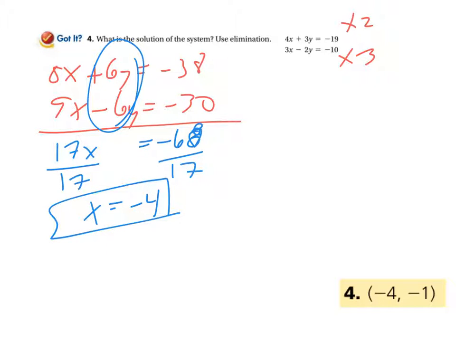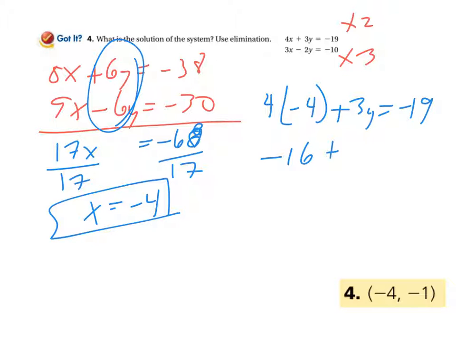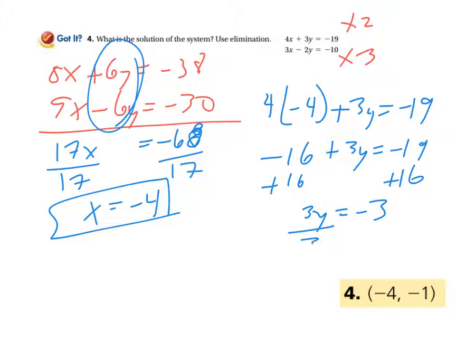Then I'm going to plug that negative 4 into one of the two equations. So we're going to get 4 times negative 4 plus 3y equals negative 19. Negative 16 plus 3y equals negative 19. Add that 16 to both sides, and 3y equals negative 3. Divide off our 3, and y equals negative 1. So I get the point 4, negative 1.